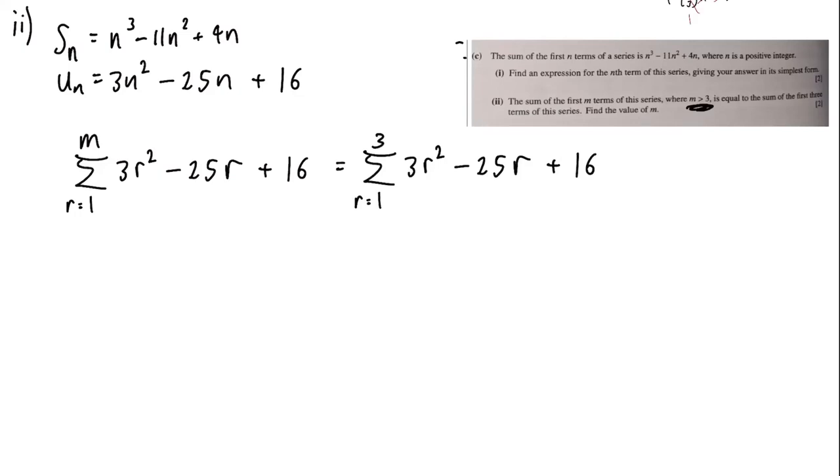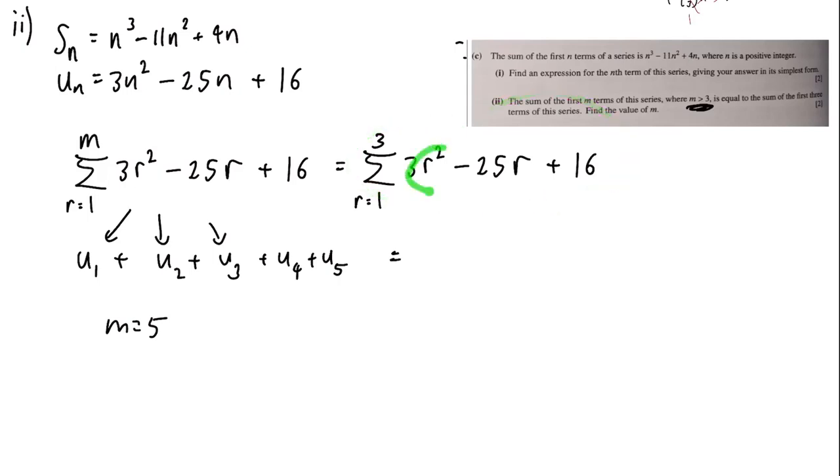Now, what else do we know? We know that m is more than 3. So that just means m is some number. Let's say, for example, m is 5. Then it means that we'll end up with u1, u2, u3, but not enough. You still need to add them together, plus u4 and u5. And they tell you that it's equal to this guy, which is really just un.